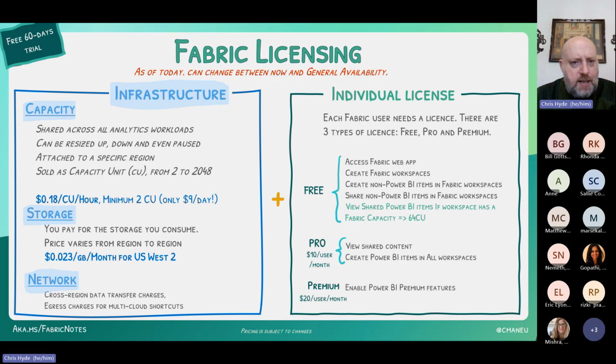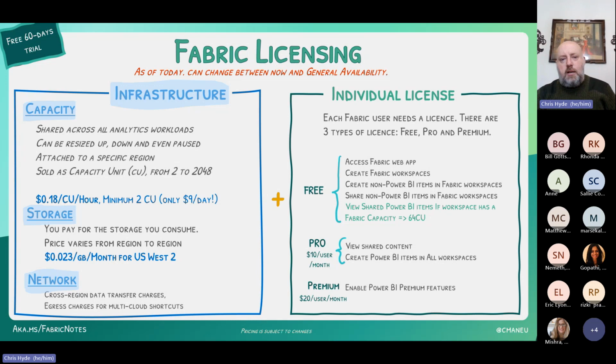I'm not sure exactly the relationship between a capacity unit and, say, a core. It's not quite as simple as that, but let's think about it analogously. We've got every power of 2 from 2 to 2048. Say we have an F2. That's going to be 18 cents per CU per hour, so 36 cents an hour, $9 a day, about $300 a month.